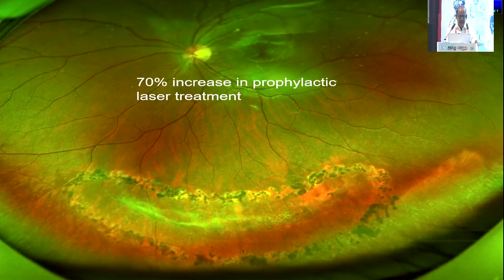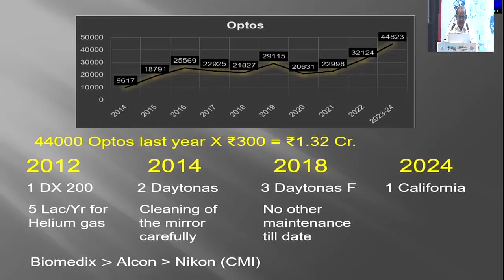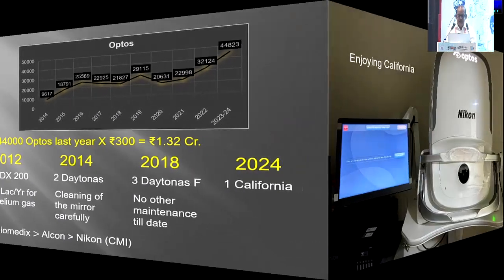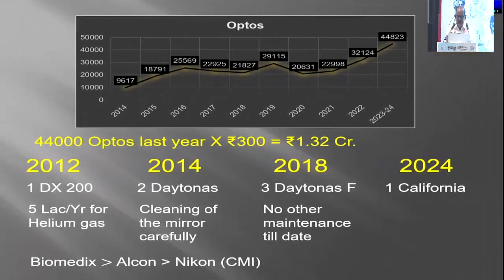The other thing is, when you find more lesions and you can show them to your patients like this, you can actually treat them. So there was a 70% increase in prophylactic laser treatments following our Optos acquisition. And I'll break it up. We currently have 7 Optos. Starting with the 212 1DX, which still works, but now we have put it off.